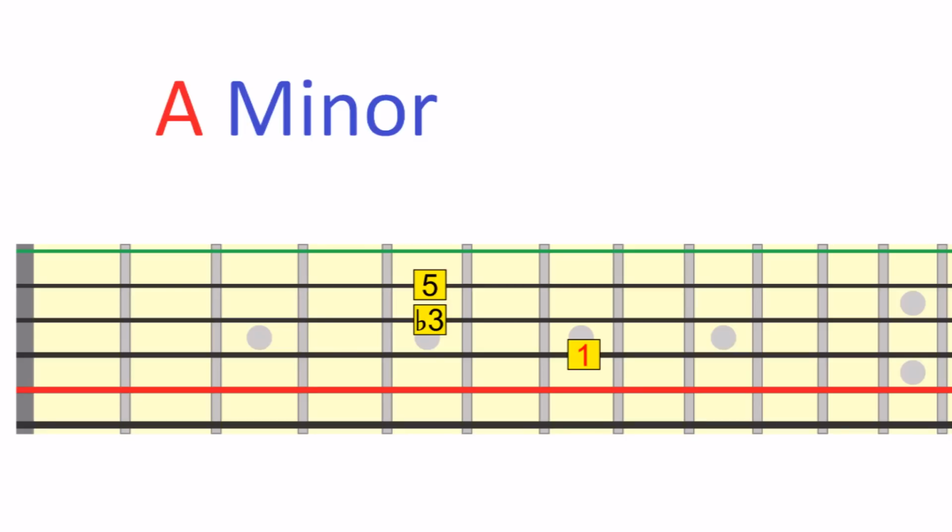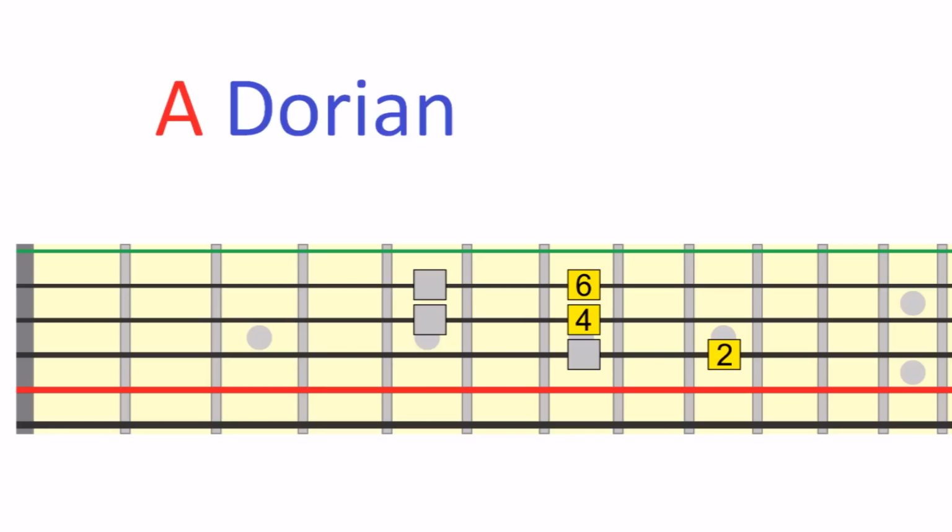Like before, extend the pattern up the neck, each tone by 1 degree, to get Dorian's 2 chord, another minor chord. So one way of identifying Dorian is 2 minor chords a whole step apart.